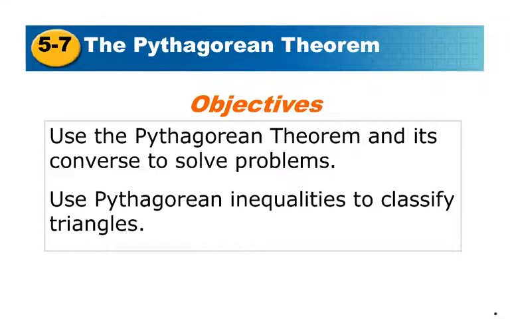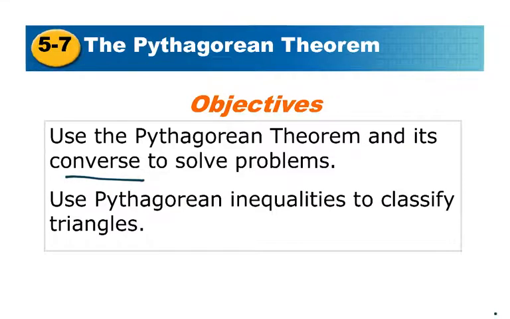Alright, so here we are with the 5.7 notes for geometry. We're going to talk about the Pythagorean Theorem and using it as its own function, but then also to identify what type of triangle we have. So, we're going to use the Pythagorean Theorem and its converse to solve problems, which just means rather than "here's the formula, use it," it's going to be can you use it and see if it fits the formula.